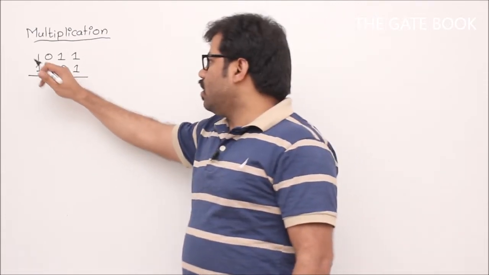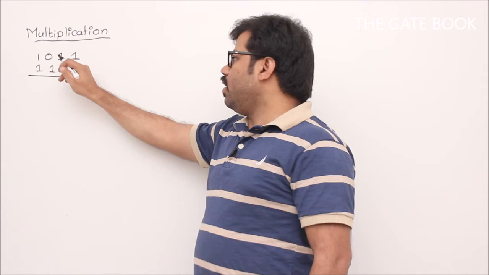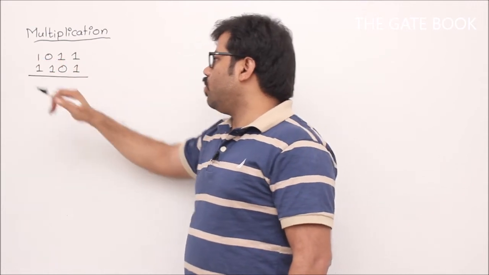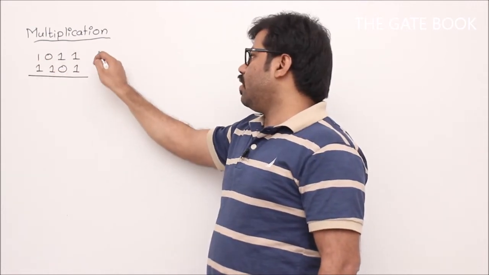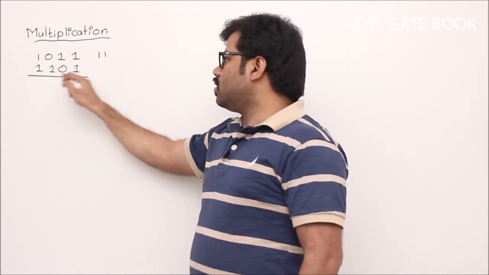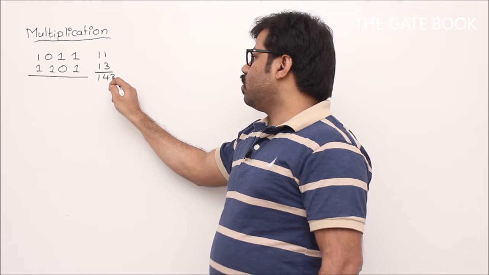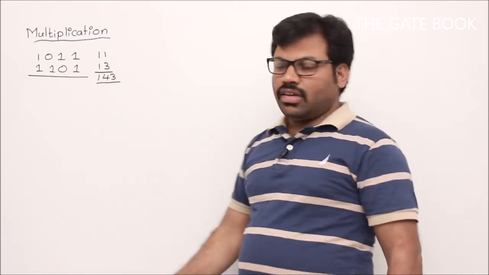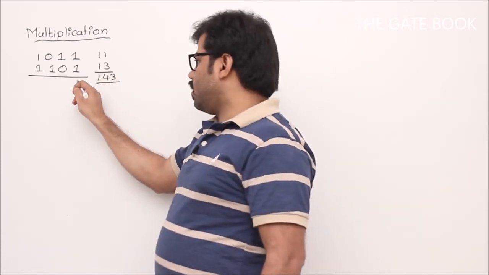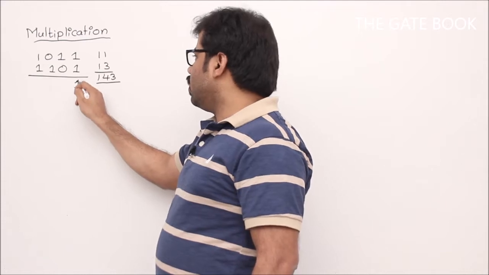If it is an unsigned number, what is the value of this binary number? It would be 2 power 0, 2 power 1, 2 square, 2 cube: 8 plus 2, 10, 10 plus 1, 11. This is 11 and this is 13, right? So 11 into 13 would be 143. So we should get 143 as the answer, whether it is correct or not. We'll try this method.